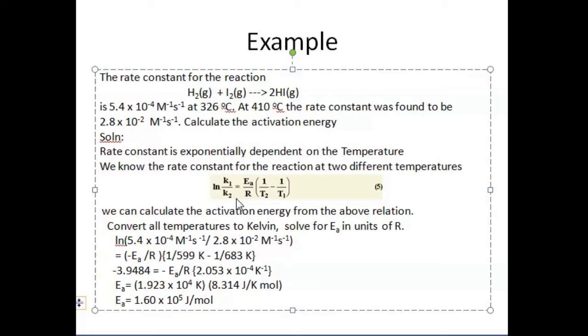So we can substitute the values of k1 and k2, which are given as 5.4 and 2.8, and the two different temperatures, 326 and 683 after converting into Kelvin. From that we can calculate the value of Ea, and we get the answer as Ea = 1.60 × 10^5 joules per mole.